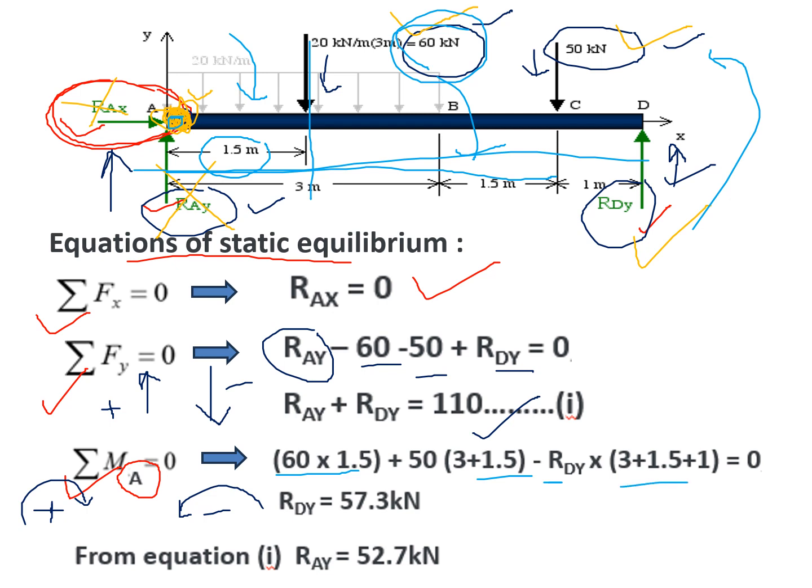When you simplify this equation, you get the reaction RDY equal to 57.3 kilonewton. So we get the RDY value, and that RDY value we have to put in equation number 1. Then we get the value of RAY. So this is the way to determine the support reactions in the case of the beam.